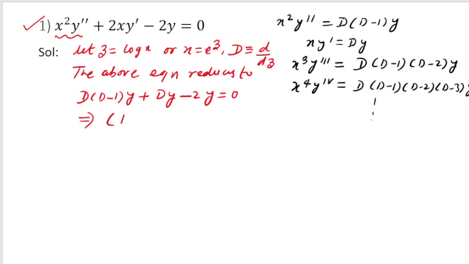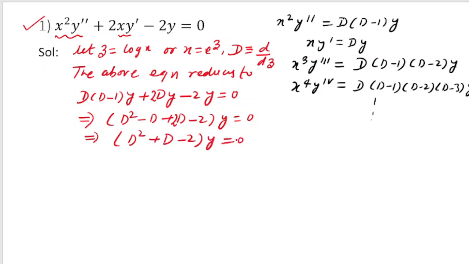Now this can be seen as D square minus D plus D minus 2 y is equal to 0. So what did I get here? I hope everything is correct. Here I made a small mistake: I replaced D into D minus 1 y, and xy dash I replaced by Dy, but it is 2xy dash, so it is 2Dy, right? So D square minus D, and here it is 2D. So I will get D square plus D minus 2 y is equal to 0, and this is a linear differential equation with constant coefficient, and we already know the process of solving it.